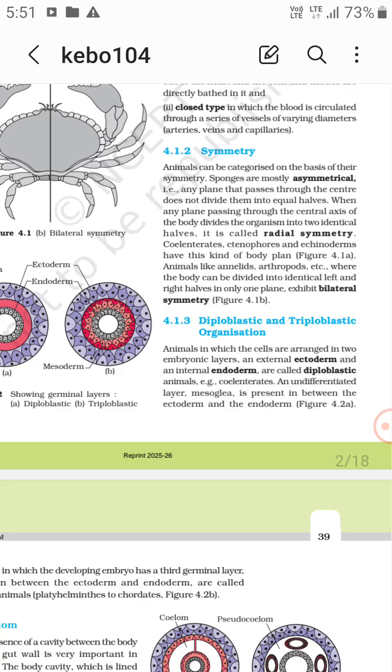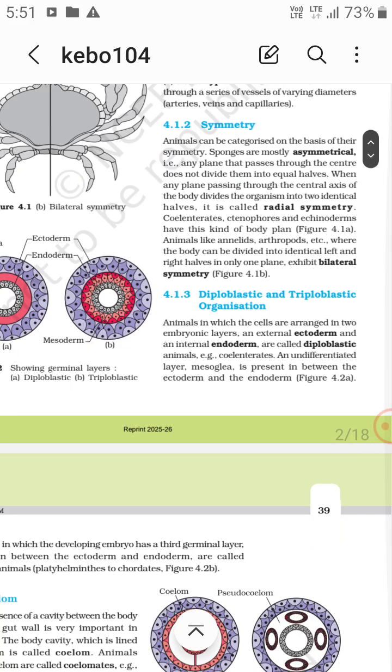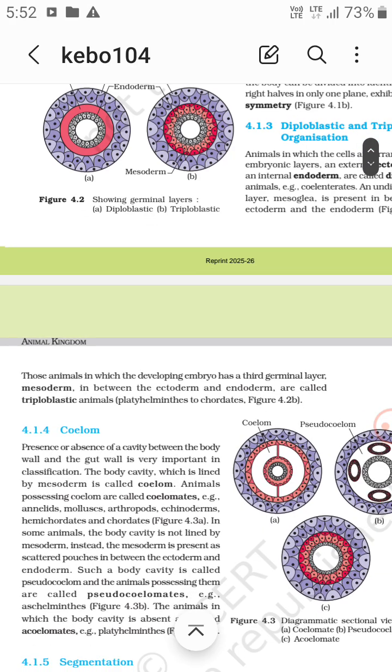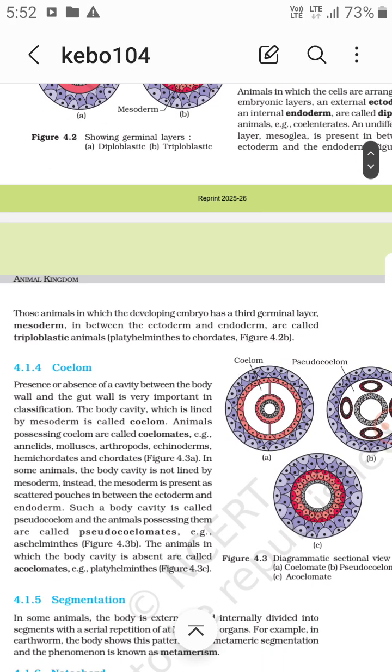Diploblastic animals have ectoderm and endoderm. They do not have mesoderm. Instead, they have an undifferentiated layer, the mesoglea. And if they have mesoderm, then they are triploblastic.